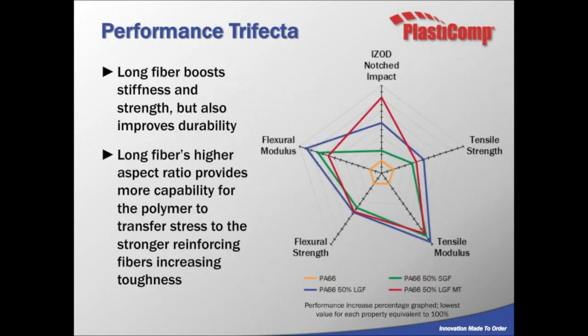So this is a graphical representation of some of the things we were just talking about. Essentially, if you look at the blue, you see a 50% long glass fiber PA66. And you'll see we have higher flex modulus, strength, and tensile than short fiber material, which is represented with a green line. And then we also get the added benefit of that notched Izod impact, or toughness and impact resistance.